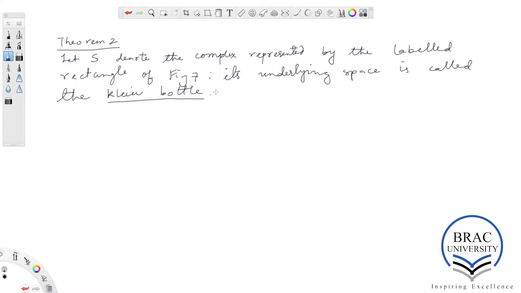Okay, then let me write out the first and the second homology groups. First, H1 of S. S is the complex represented by a labeled rectangle that we are going to introduce very soon. And the first homology group of that complex is isomorphic to Z direct sum Z over 2. Okay? And one immediately sees that it's not a free abelian group anymore, like we had in the case of two torus. It has a torsion part here, and the second homology group of this complex is zero, which means that it's trivial.